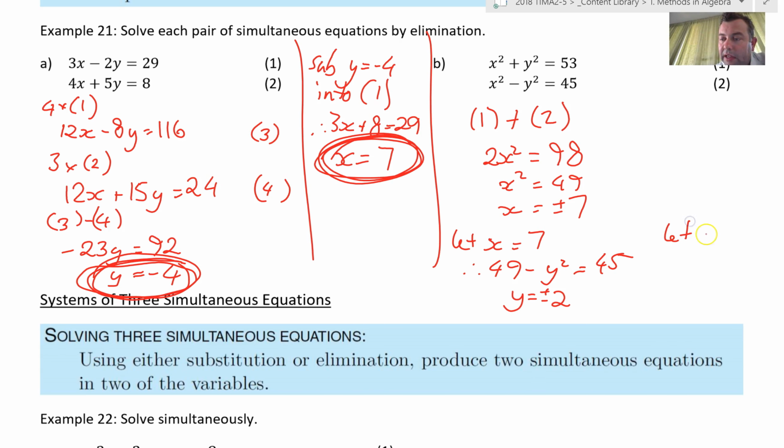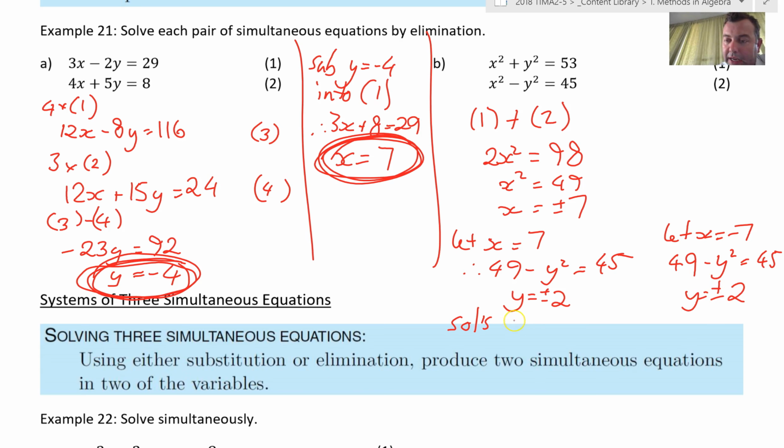Now, let x equal negative 7. Substituting again, negative 7 squared is still 49. So I get 49 minus y squared equals 45, and y equals plus or minus 2.